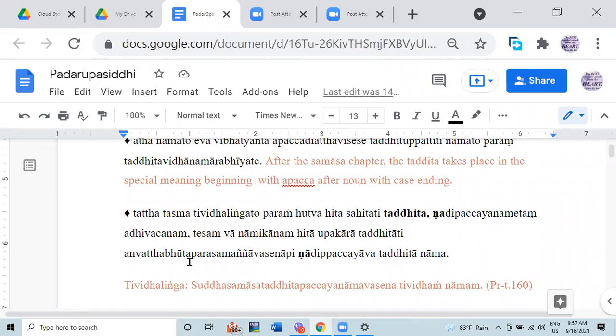So any question about this sentence? Tisan wa namikana hita upagara Taddhita. According to this definition, Tisan hita Taddhita. This is also Taddhita Samasa, like Chatti Taddhita Samasa. Tisan hita Taddhita. Also like Tahita, ha changes to da, and the negida inserted becomes da. So we have Taddhita. So any question?